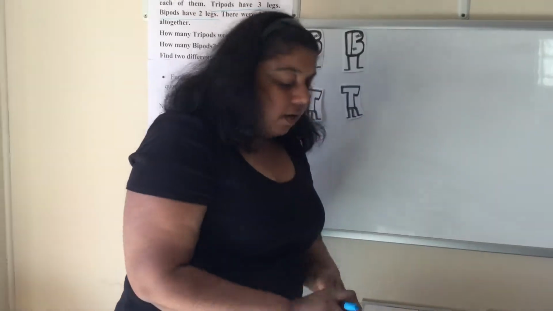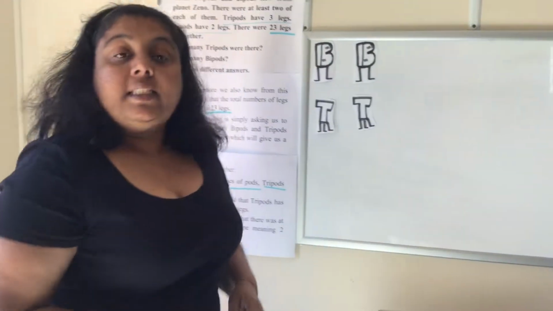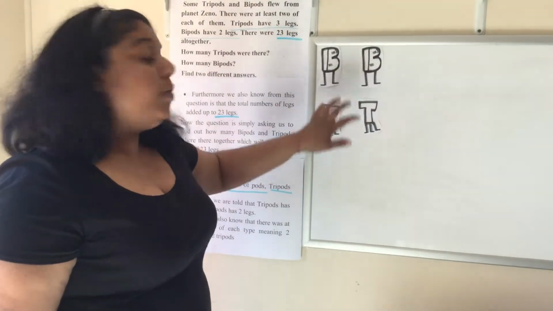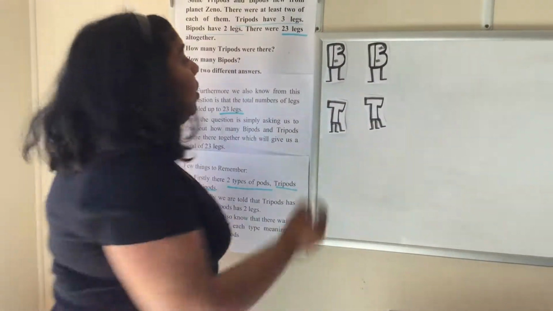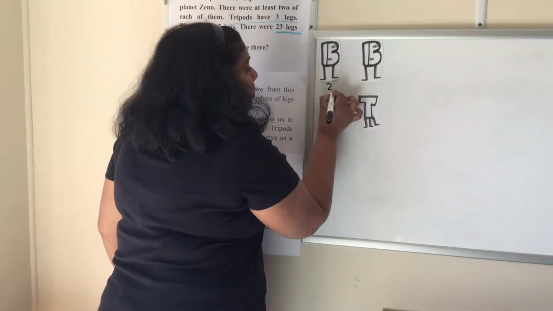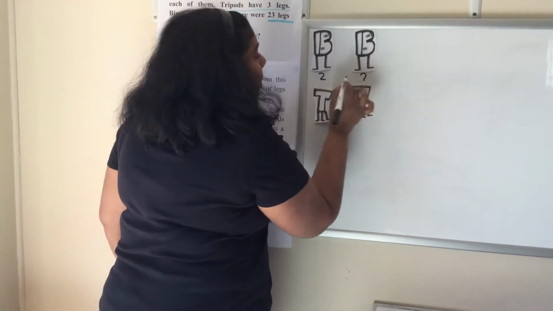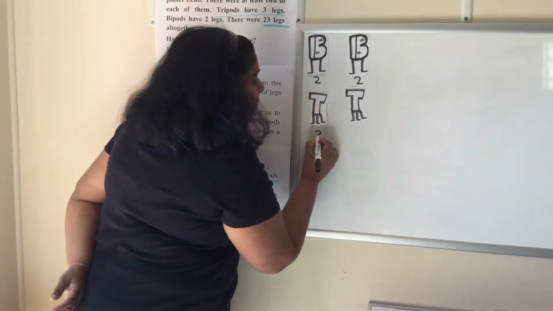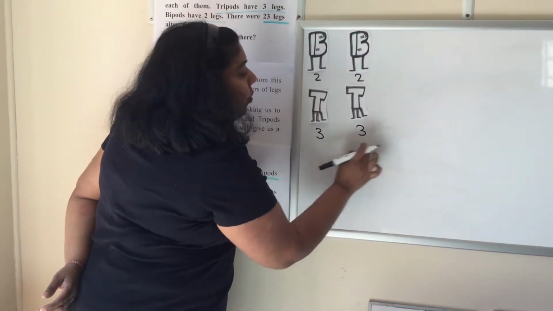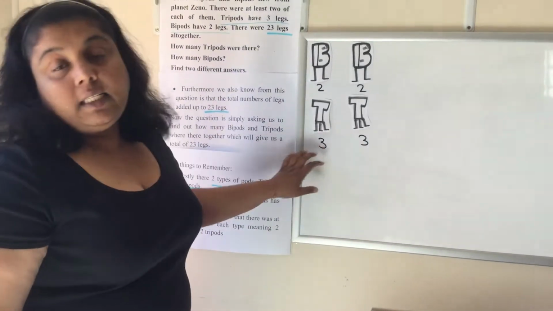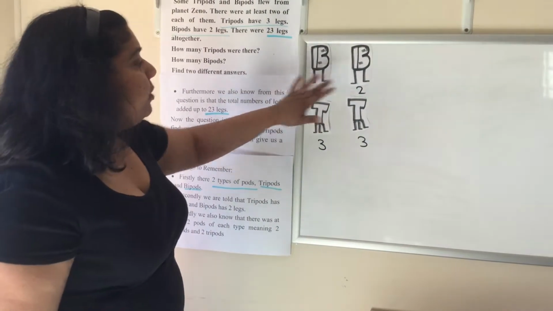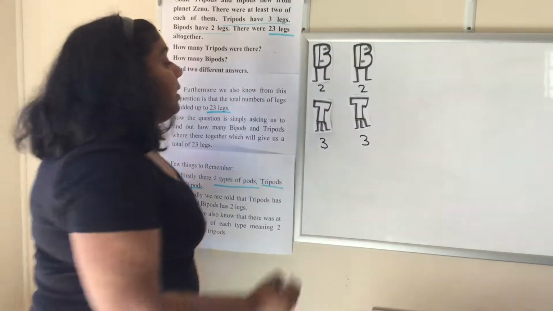So let's work this out. We are going to use our guess and check strategy to solve this problem. The first guess is that we already have 2 bipods and 2 tripods. 2 bipods have 2 legs each, so that means we have a total of 4 legs there, and the tripods have 3 legs each, which means we have a total of 6 legs here. That gives us a total of 10 legs, so 4 plus 6 equals 10 legs.